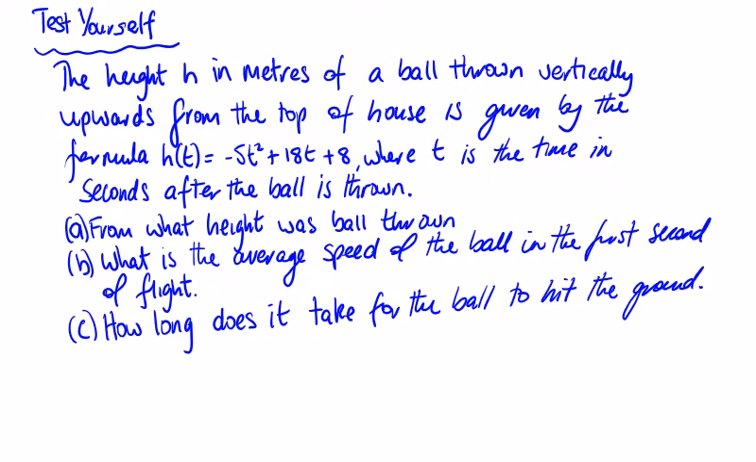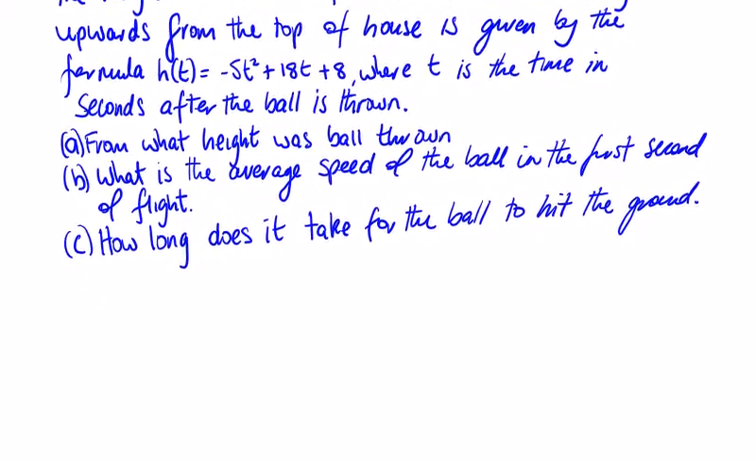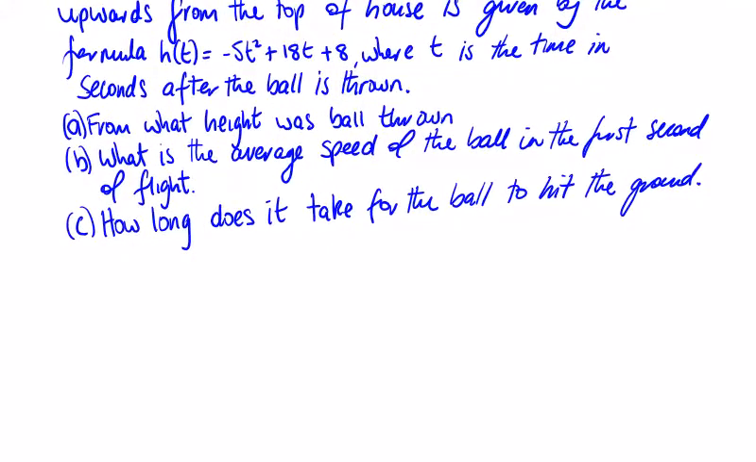So pause the video and attempt this one yourselves. The height h in meters of a ball thrown vertically upwards from the top of a house is given by the formula h of t is equal to minus 5t squared plus 18t plus 8, where t is the time in seconds after the ball is thrown. From what height was the ball thrown? What is the average speed of the ball in the first second of flight? And how long does it take for the ball to hit the ground?